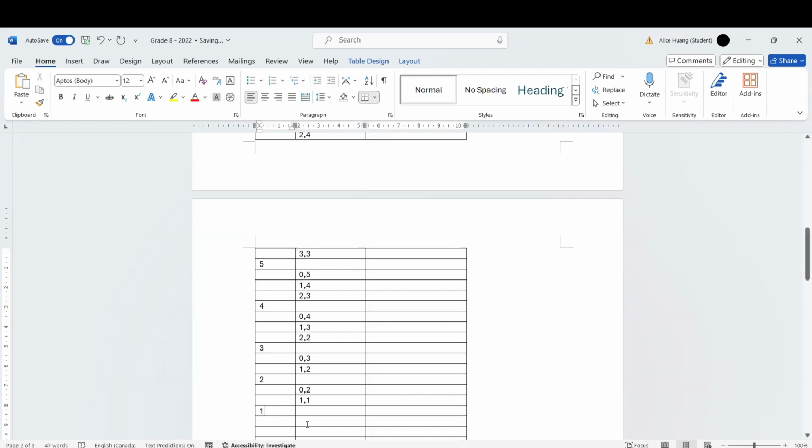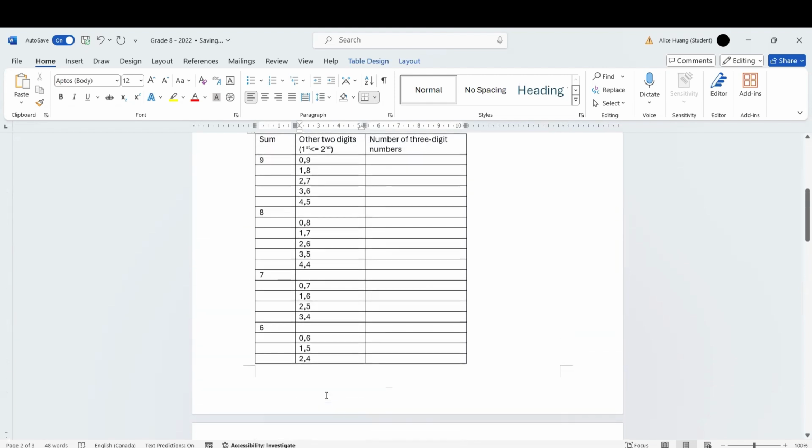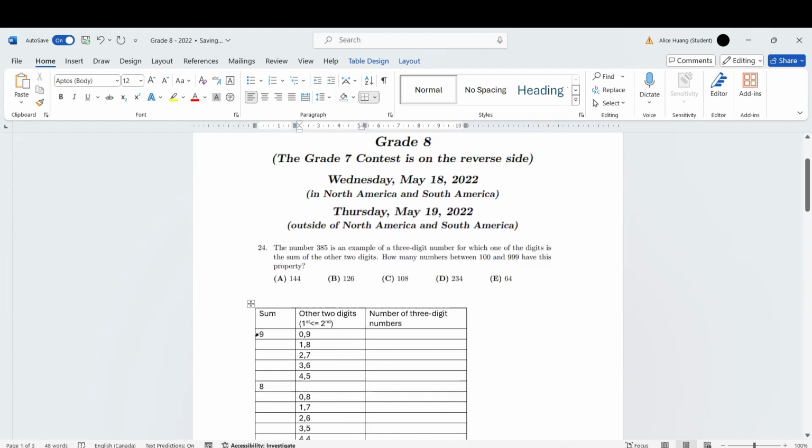Now, the sum of 1, yes, it's possible to have a sum of 1. We have 0 and 1, and there's no more. So this lists all the combinations of these possible three digits.